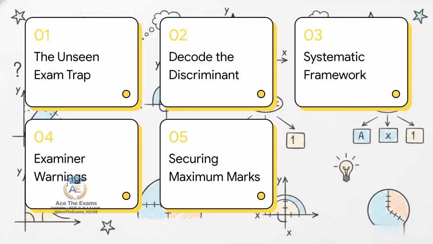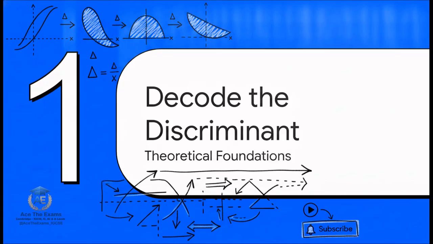To make sure we cover both the core math and the methodology the examiners actually want to see, we'll follow this quick agenda. We'll look at the unseen exam trap, decode the discriminant, set up a systematic processing framework, go over some critical examiner warnings, and finally, lock in those maximum marks. Okay, moving to section 1, decoding the discriminant. Let's get our theoretical foundations absolutely rock solid.